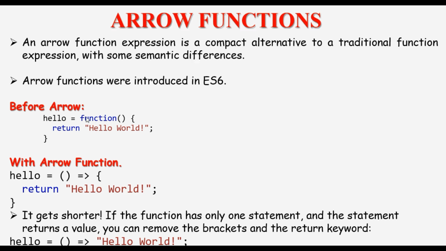Now, with an arrow function, what's the difference? The function keyword has been removed, and then we have an arrow. We no longer have the function keyword. We have our parentheses and an arrow, then a curly bracket. We can make this function even shorter when we have just one value to return, just one statement.